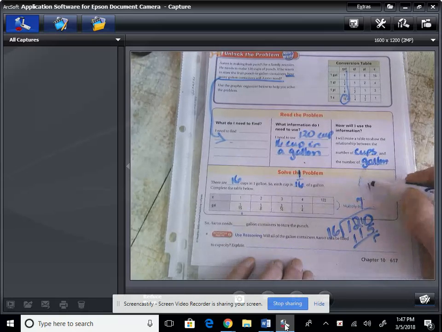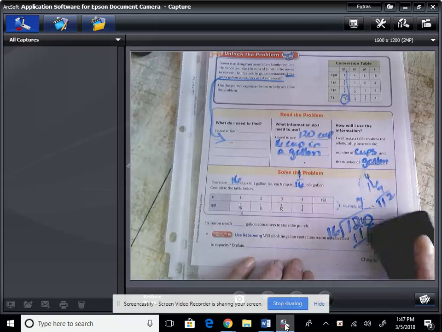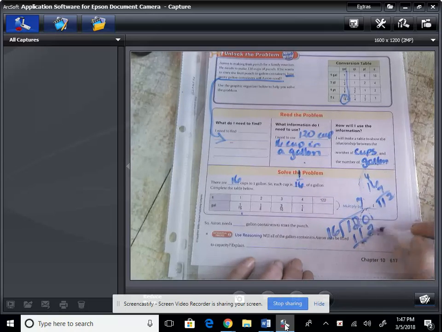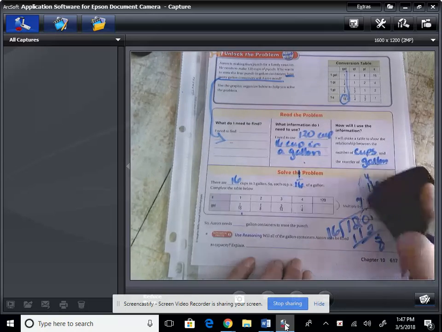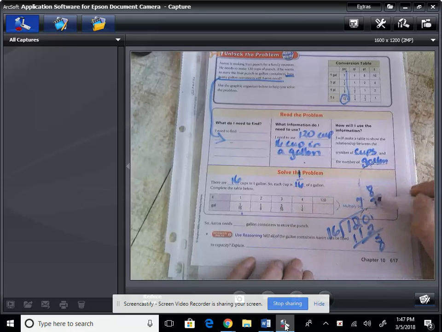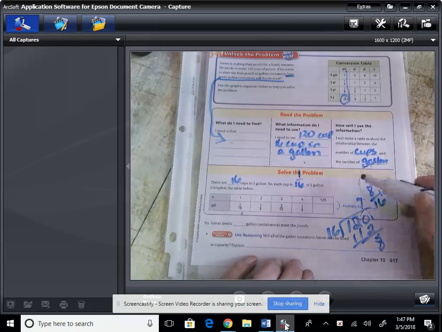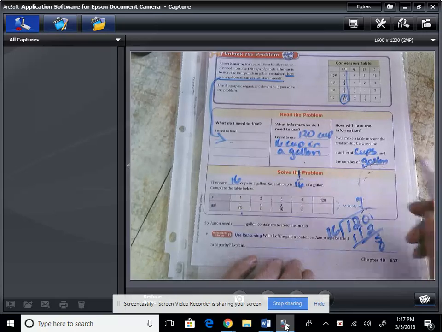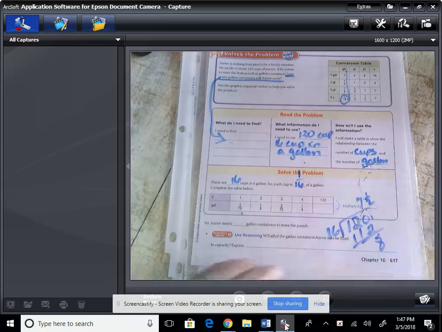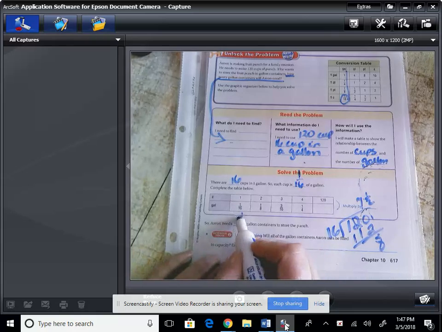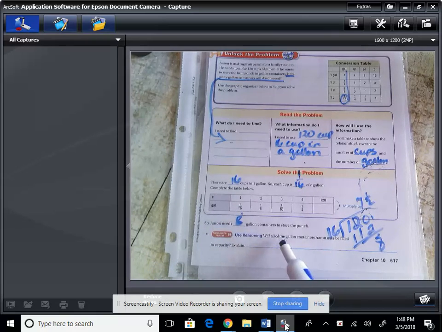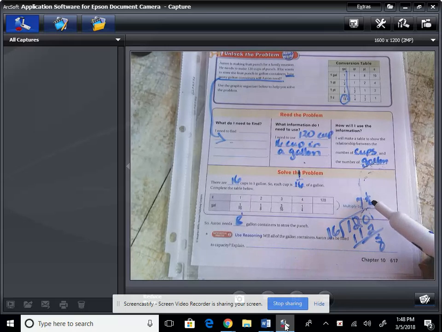I better multiply again. 2, 4, 11. And I get 8, so I have a remainder of 8 out of 16. I can simplify that by dividing them both by 8, and I get 1/2. So I need 7.5 gallons. So how many gallons will I need? Well, I'll need 8, because I can't carry a half of a gallon of punch.